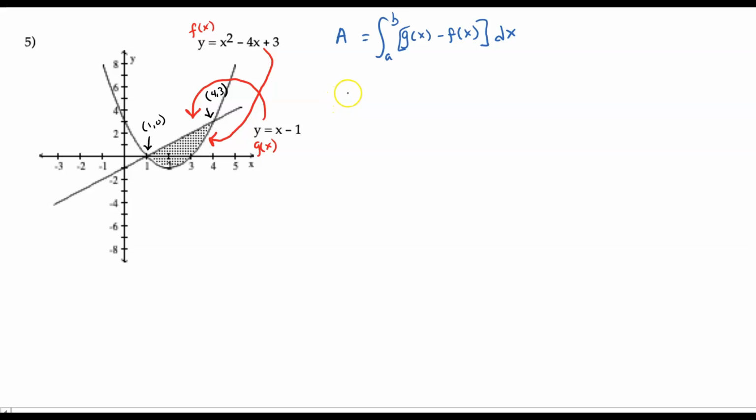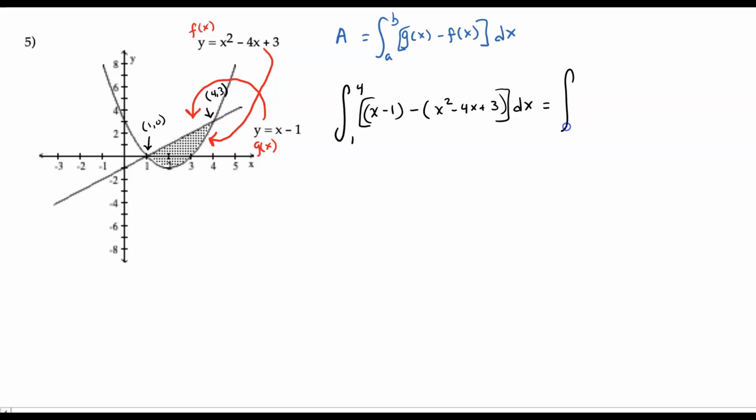So let's go ahead and take a look at the integral, and thankfully in this one it's just one integral that we have to worry about. So we're going to integrate in this case from 1 to 4, and we're going to take our g of x, which in this case is x minus 1, and we are going to subtract the f of x, which is x squared minus 4x plus 3, and then with respect to x. So it looks something like that.